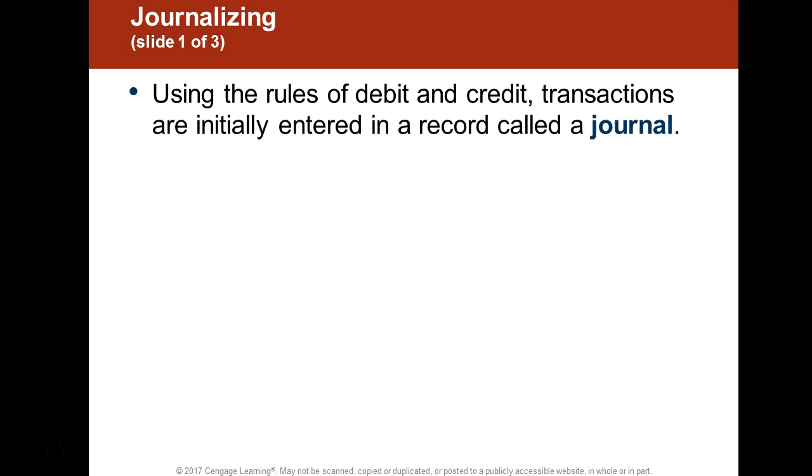They use up assets and they decrease equity. Therefore, it's going to have a normal debit balance. Liabilities, on the other hand, have a normal credit balance. So understanding that is very, very important, because journalizing is going to be something that you're going to be doing quite a bit in this course.